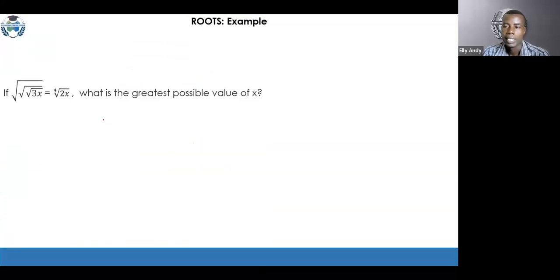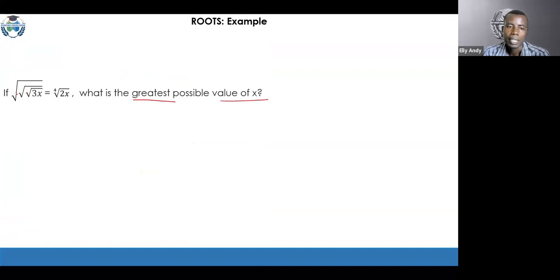Let's look at our last example for the day. So in this case, we have the square root of the square root of the square root of 3x equated to the fourth root of 2x. The question is asking, what is the greatest possible value of x? So let's see if we can find the value of x.